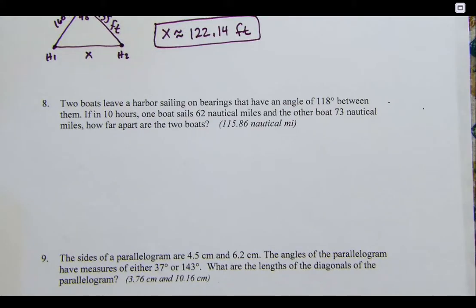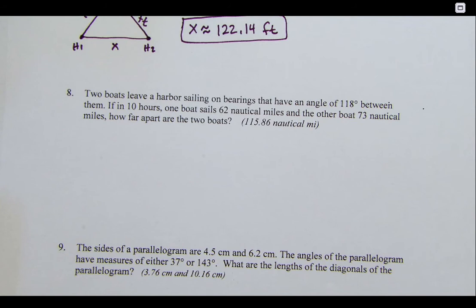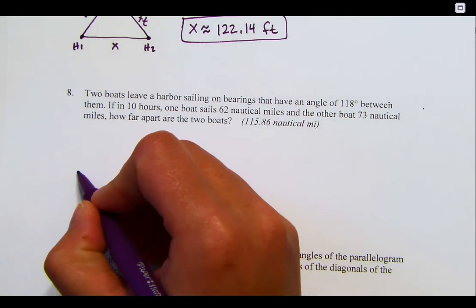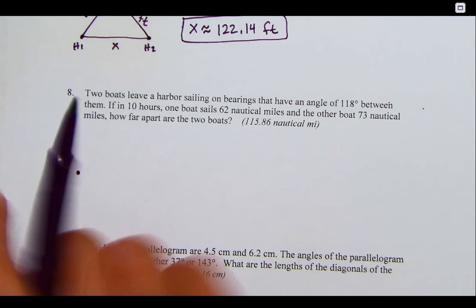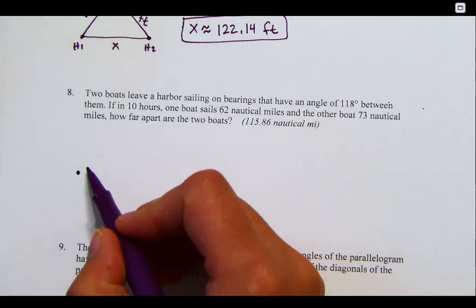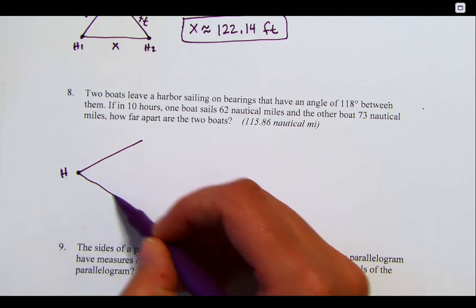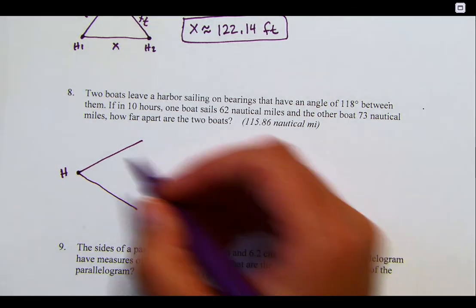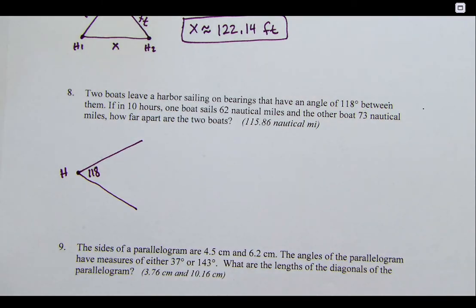All right, next problem. It tells us two boats leave a harbor sailing on bearings that have an angle of 118 degrees between them. So if I just make this my harbor, now this is the land, the boats have to go this way. So one of them is going to go this way, and then here's the other one. And the angle between them is 118, so my picture is not to scale.